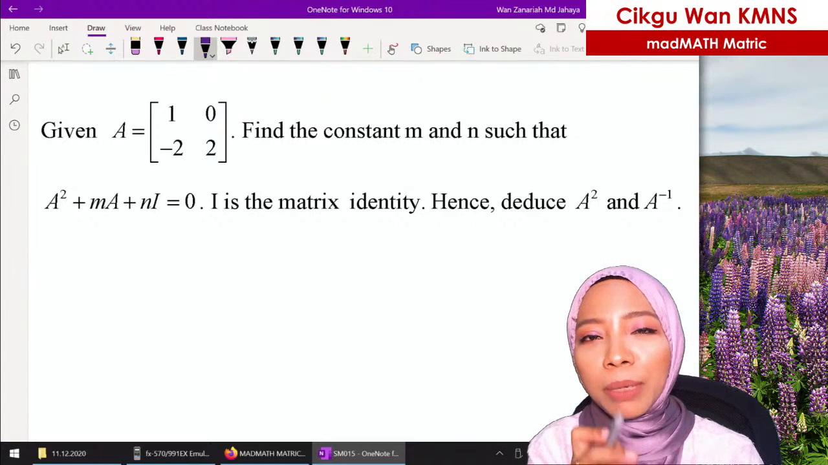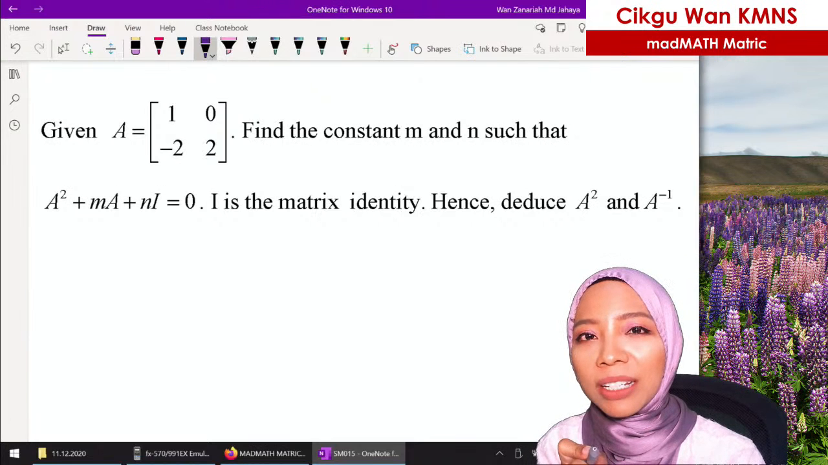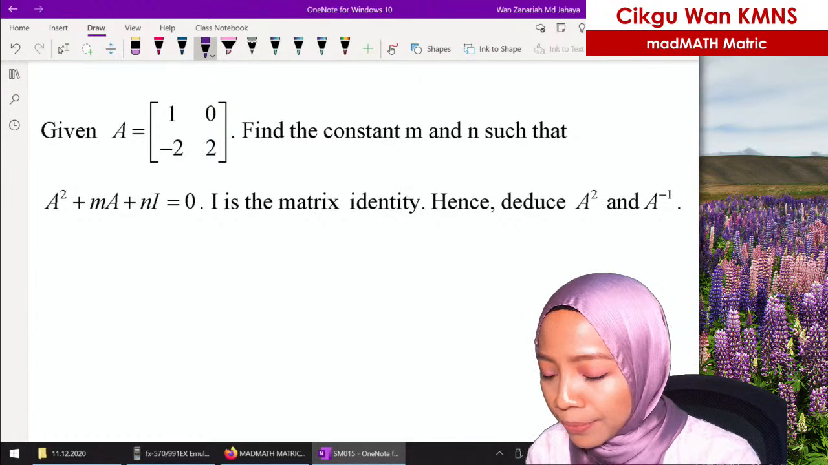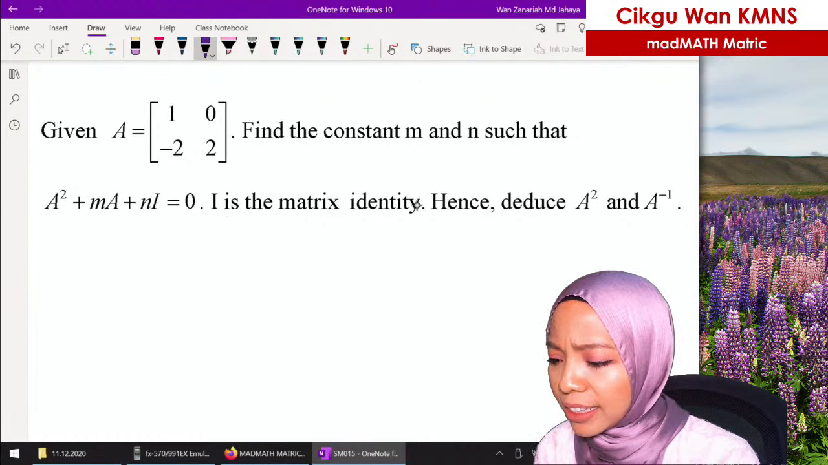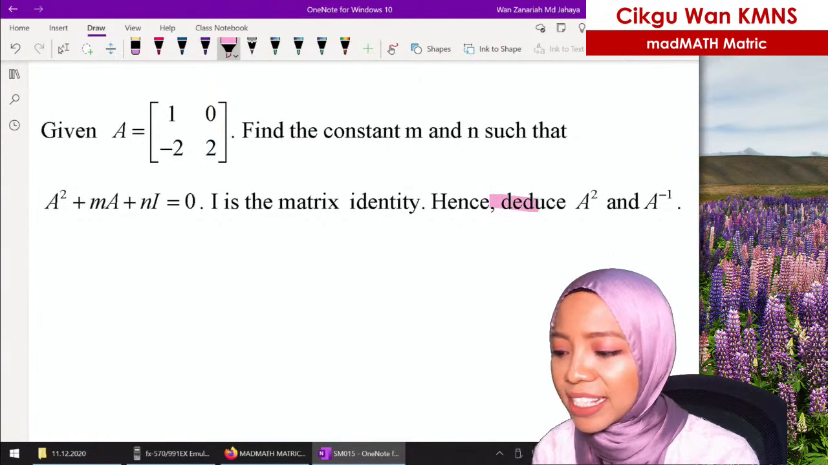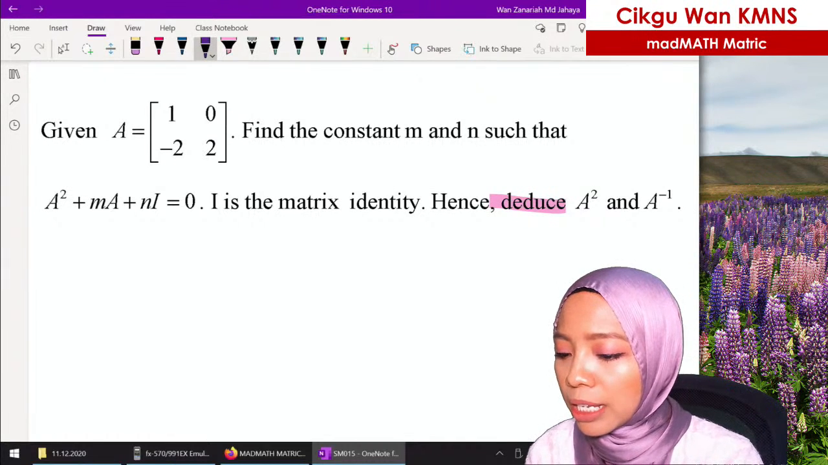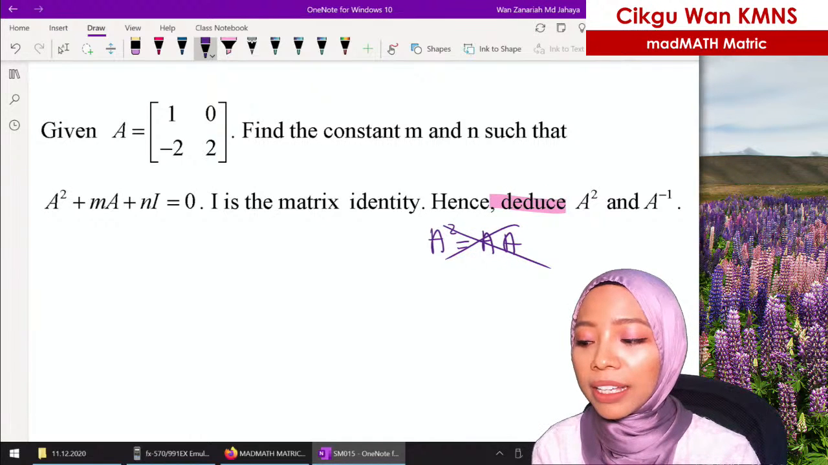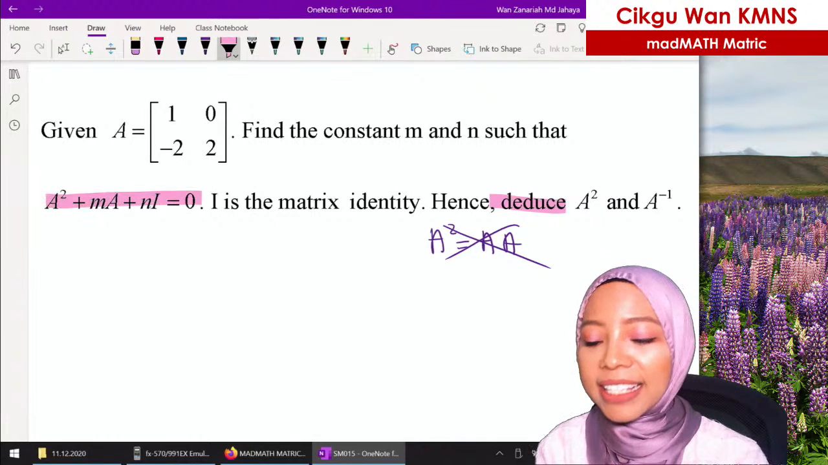That's why I dah bagi ubat yang paling mujarab untuk orang-orang yang careless ini. Apakah ubat yang paling mujarab? You check guna calculator. Okay, dia dah kata I is identity. Hence, deduce. Maksudnya, dia bukan nak kita cari A square itu by multiplying A dengan A. This is so wrong. Dia nak kita deduce daripada apa yang kita dah ada dari sini.